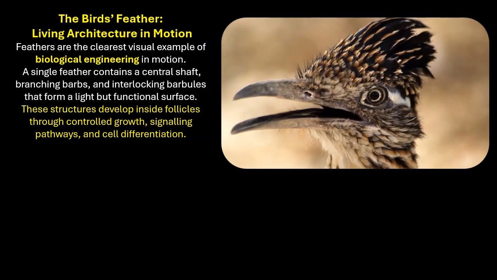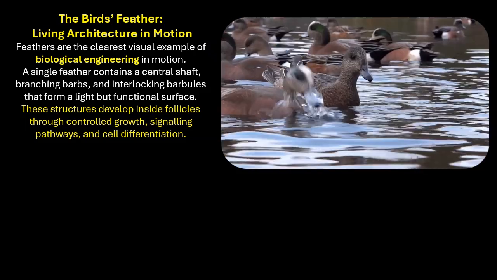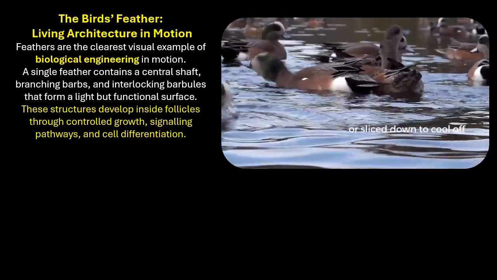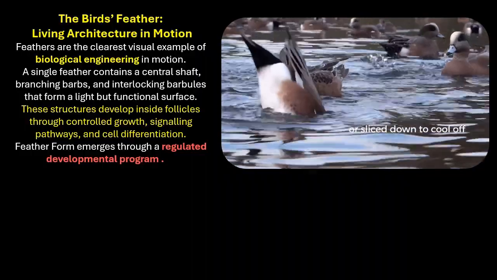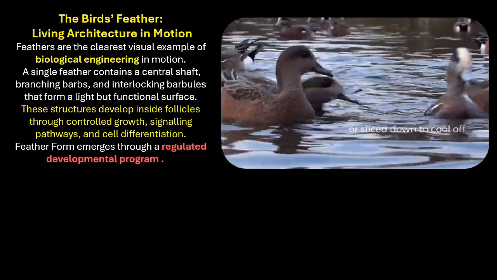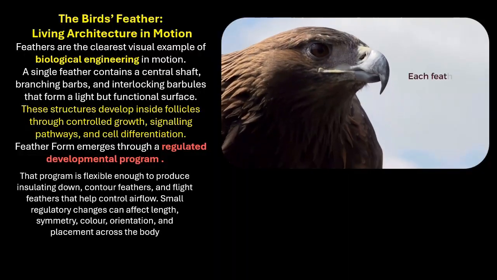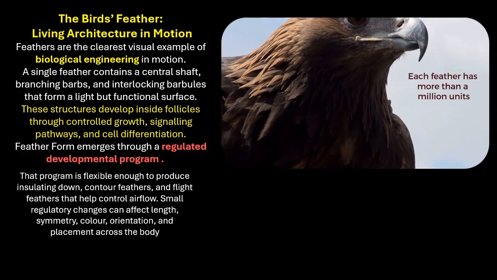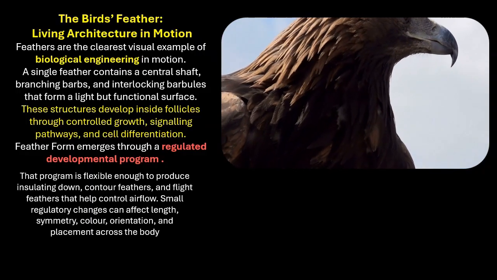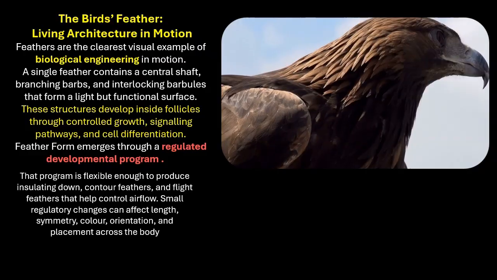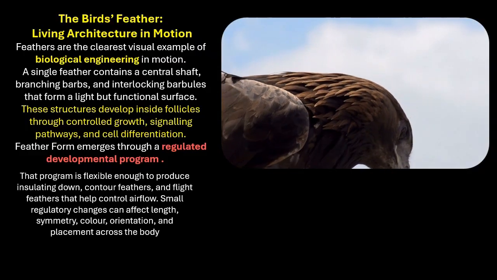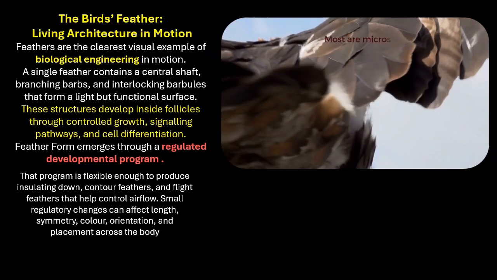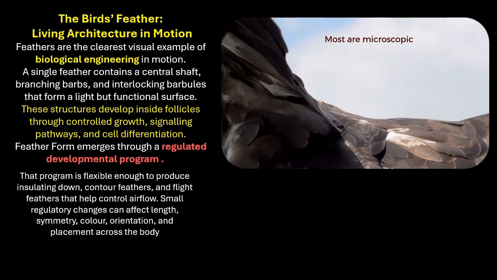These structures develop inside follicles through controlled growth, signalling pathways and cell differentiation. Feather form emerges through a regulated development program. That program is flexible enough to produce insulating down, contour feathers and flight feathers that help control airflow. Small regulated changes can affect length, symmetry, colour, orientation and placement across the body.